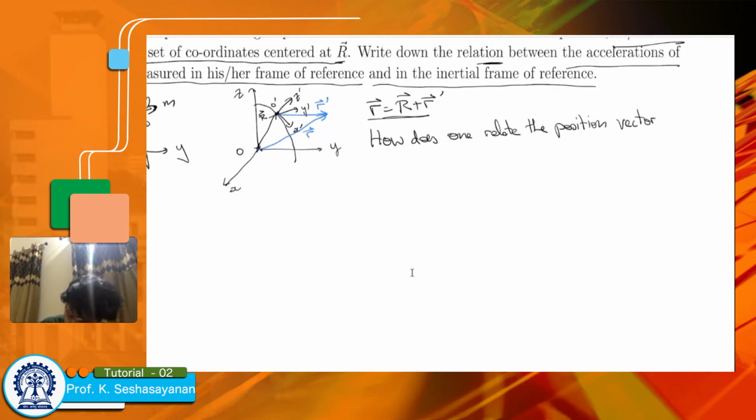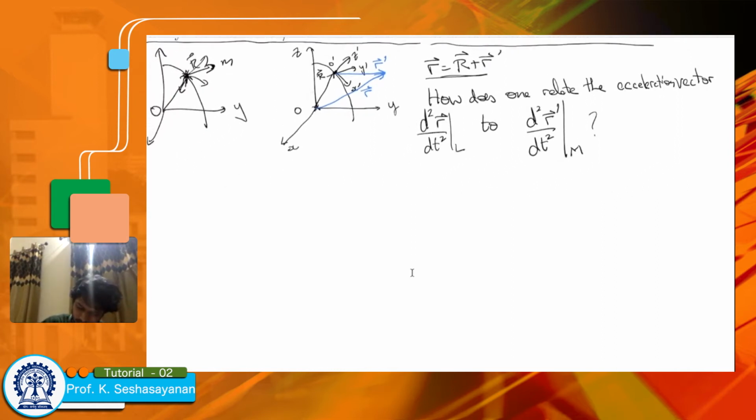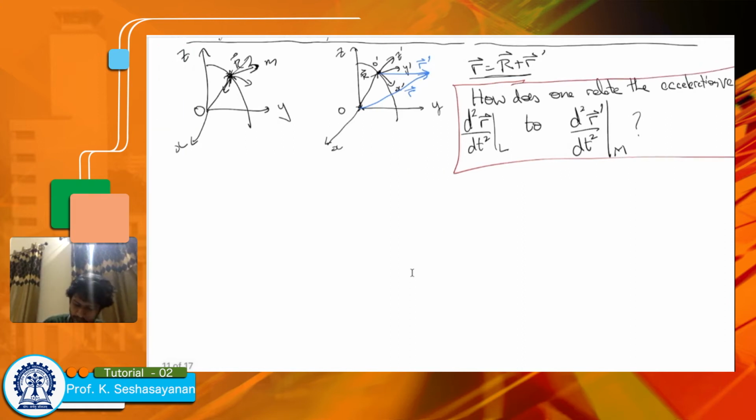Sorry, it's the acceleration vector d square R by dt square in the lab frame, as seen in the inertial frame or the moving frame. So this is the question, and we'll try to derive the expression for this.